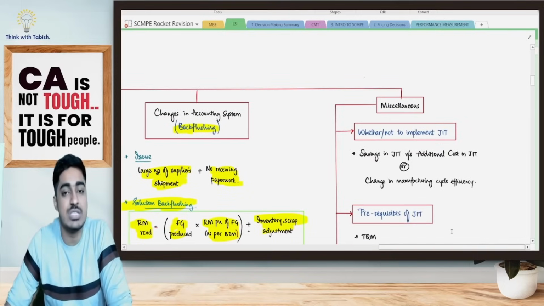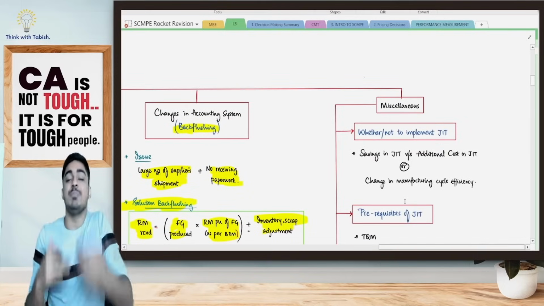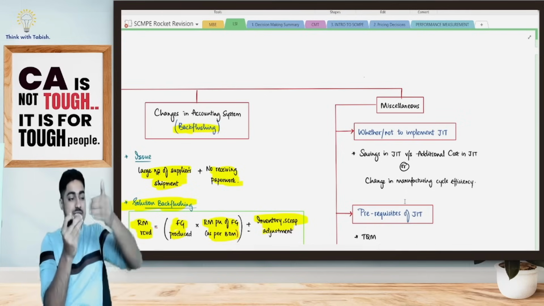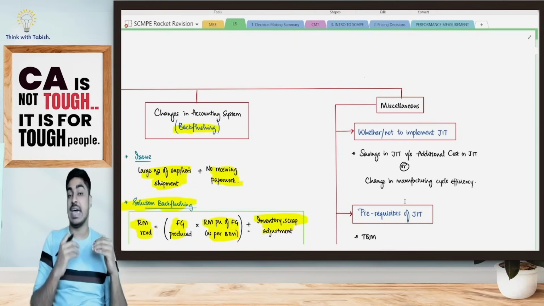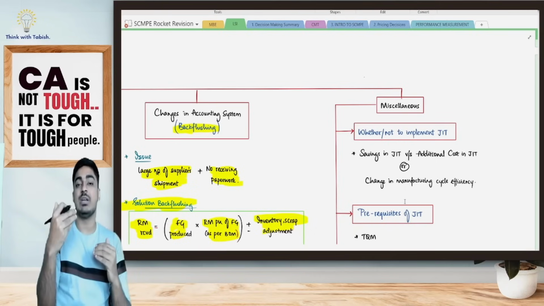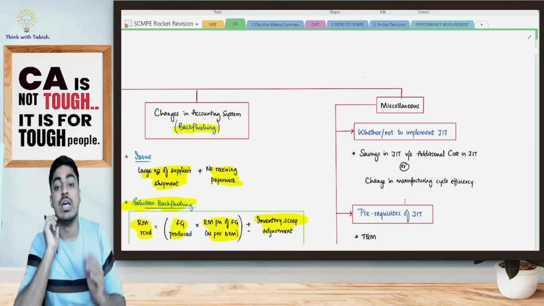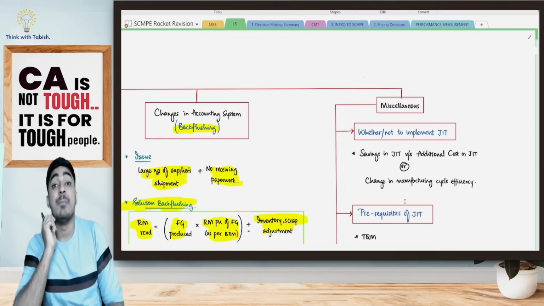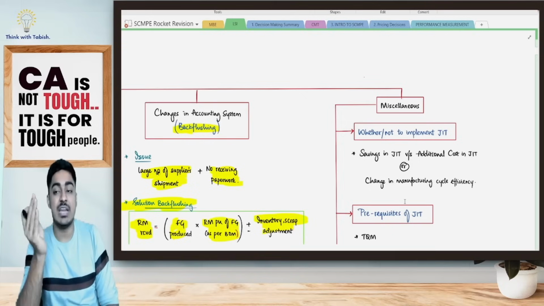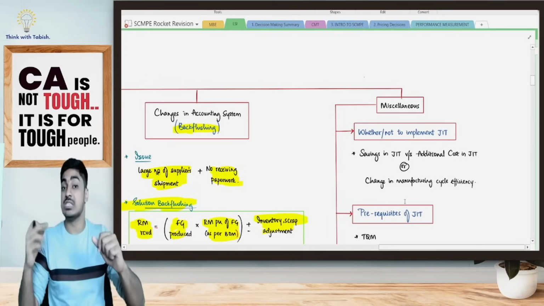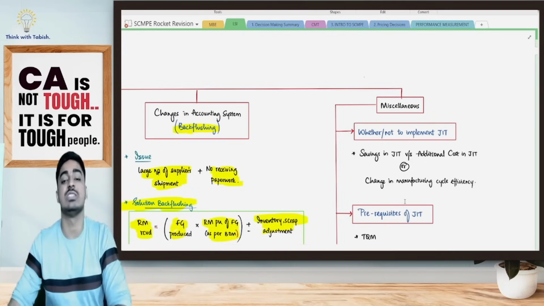Again, some miscellaneous points in case of just-in-time. Should we implement just-in-time or not? Two different ways I can do. First, I will calculate what is the savings by implementing JIT. As against that, what is the additional cost of implementing JIT? Savings is more, I will tell go ahead. Additional cost is more, I will tell don't go ahead. Or else there is one more way, students. Manufacturing cycle efficiency. I'll calculate my manufacturing cycle efficiency before JIT, how much it is, after JIT, how much it is. If it has increased, I will tell go ahead with just-in-time.